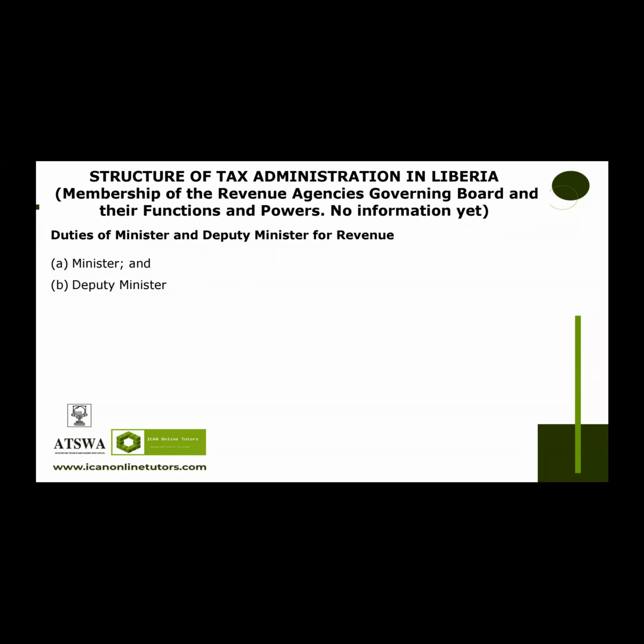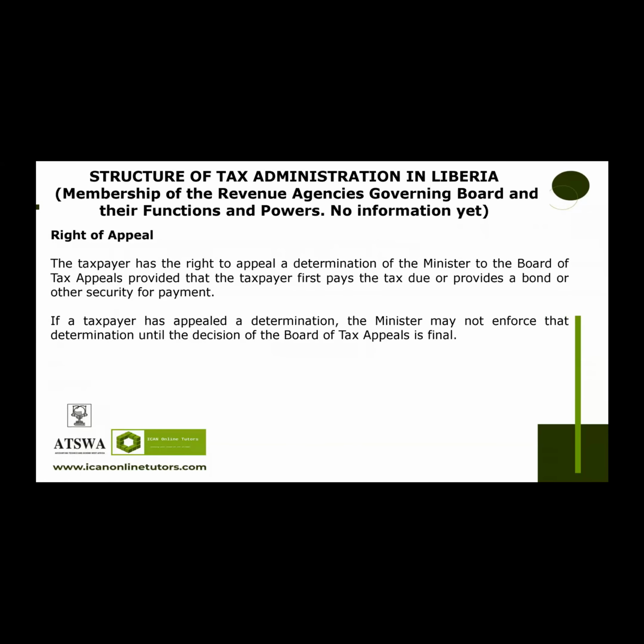Are we together? So we equally have the duties of the minister and deputy minister for revenue. We have discussed this earlier in brief, but if you want detailed knowledge on it, you can go to your study text. Are we together? Then we have right of appeal.